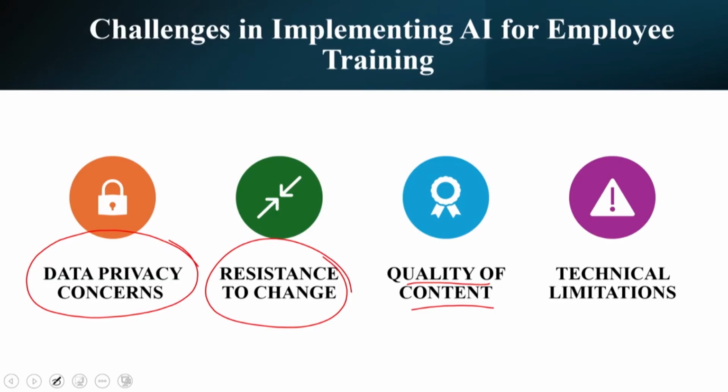Technical limitations are also critical, because not all organizations have the infrastructure or, let's say, the resources to implement the advanced AI tools. So when you are looking into the introduction or the use of AI tools, technical limitations may hinder the successful deployment of these systems altogether. So these are some of the critical challenges that are there when we try to implement AI for employee training.